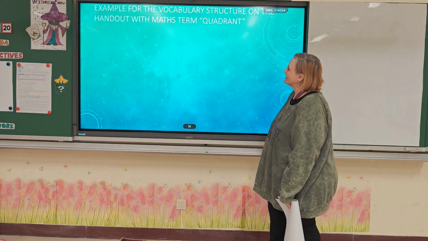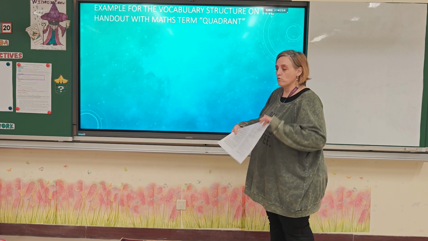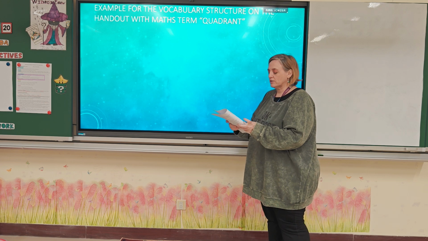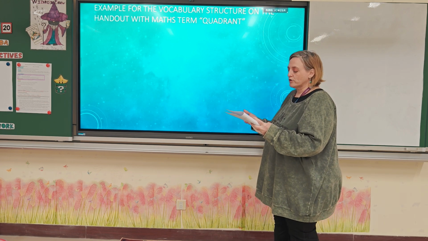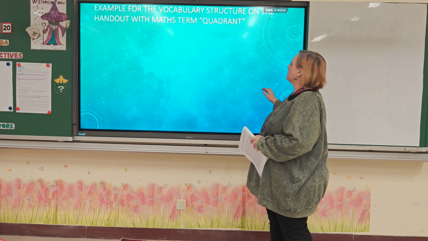Which hopefully makes sense. All right, so here's the example for the vocabulary structure that's on the handout. So if you have the handout printed, you can just follow along. So the first thing it says is to define the word. So first you read a sentence or a passage aloud. This is an example of the math term quadrant, okay?